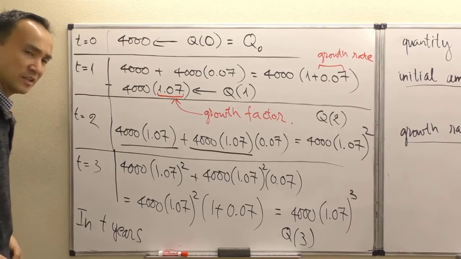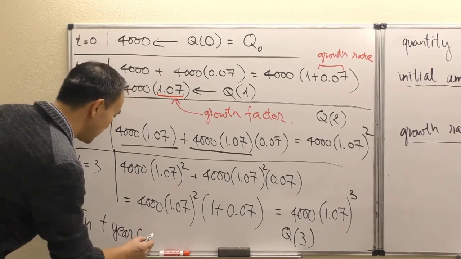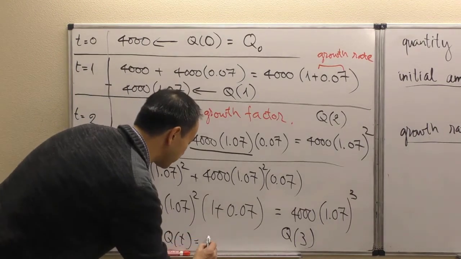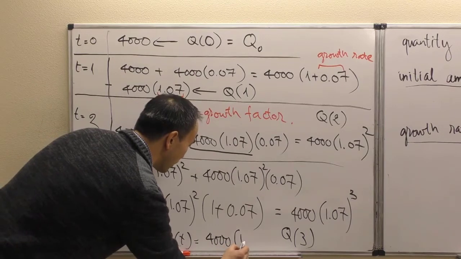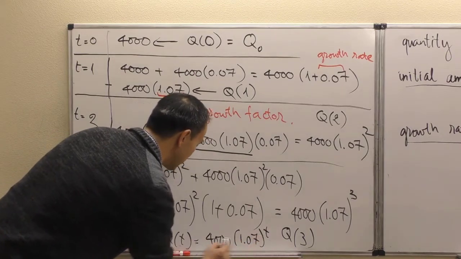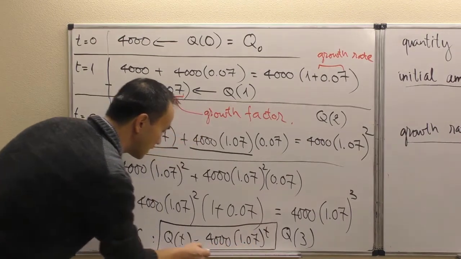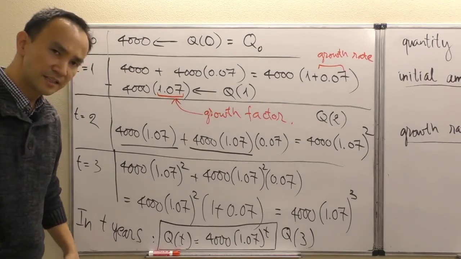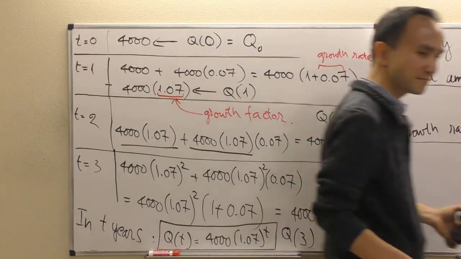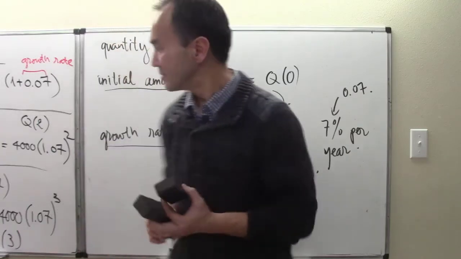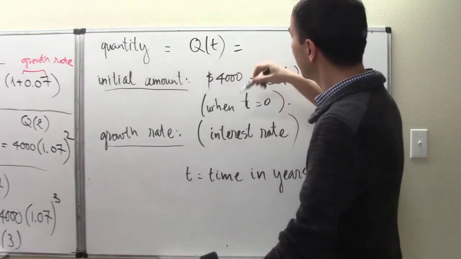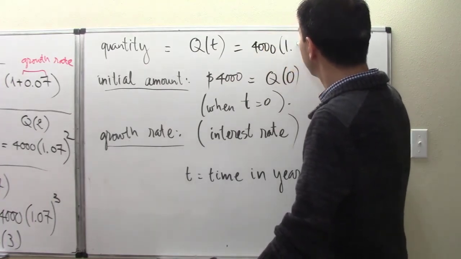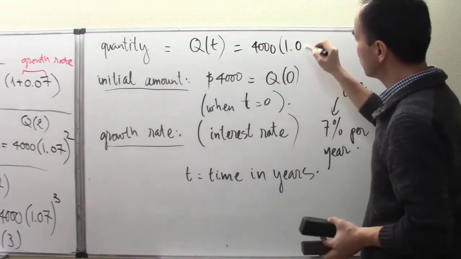Okay, so now we can generally predict that in t years, Q of t should equal 4,000 times 1.07 to the t right here. And that's how it is. And so now we recognize that this quantity function is modeled by 4,000 times 1.07 to the t.